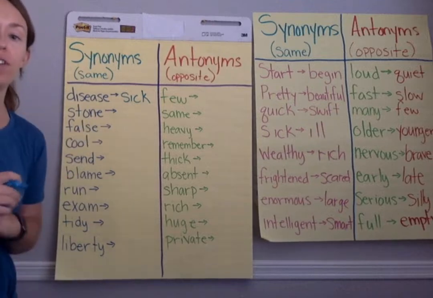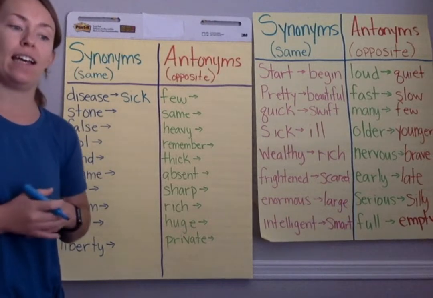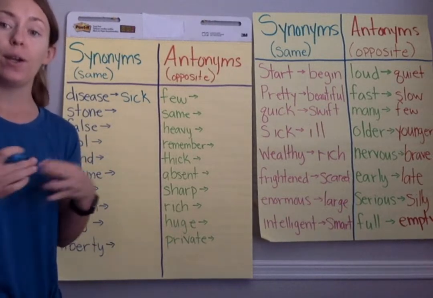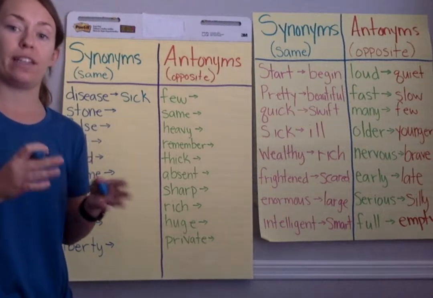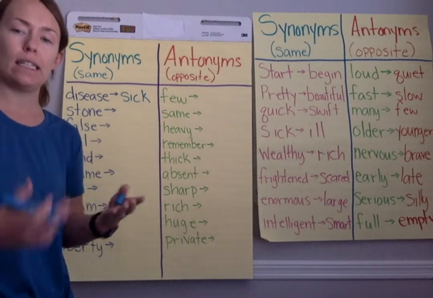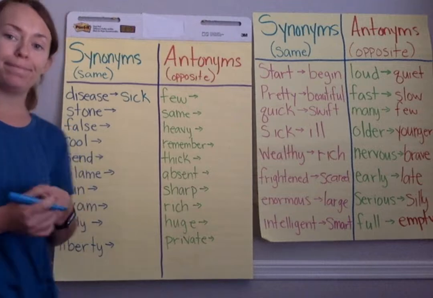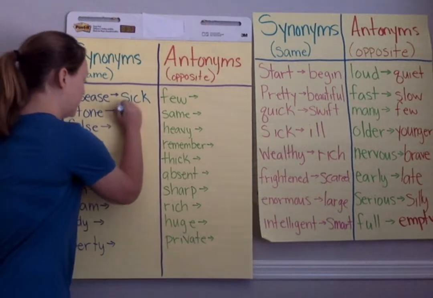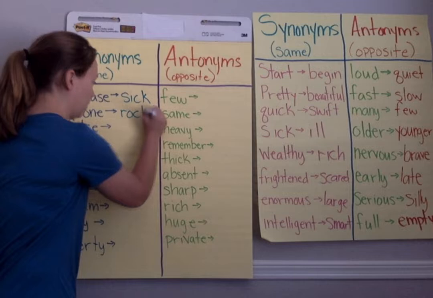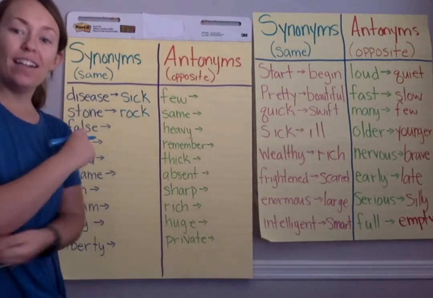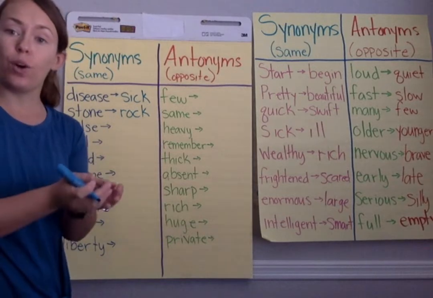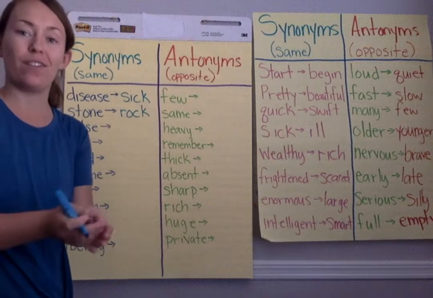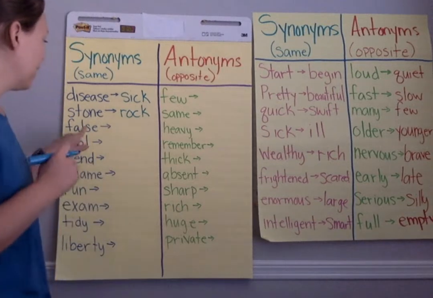Now for the next one, we've got the word stone. If I were to go outside and find a stone on the ground, what's another word I could use in place of the word stone? So what is a synonym of the word stone? Rock. Okay, so if I were to go outside and find a stone, the same thing is going outside and finding a rock. Okay, next one.